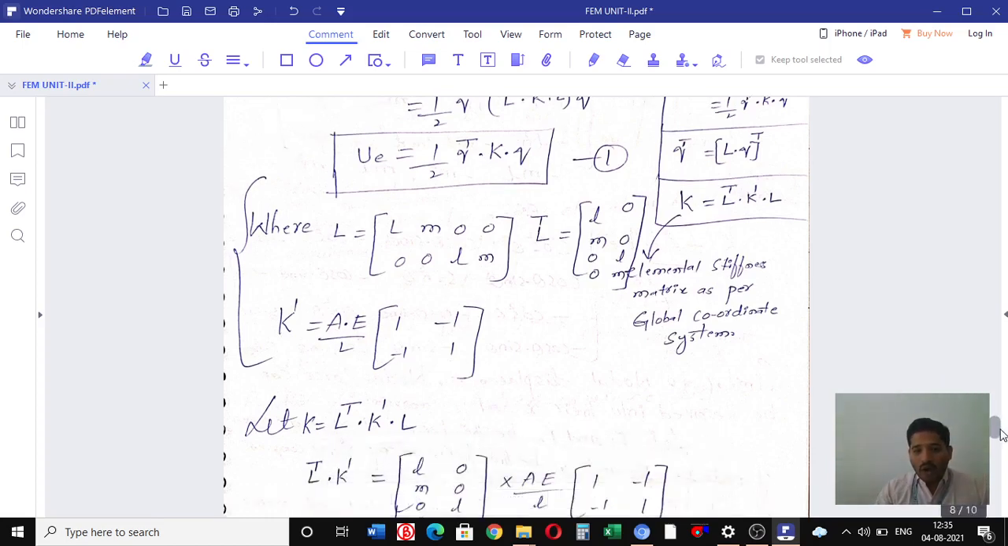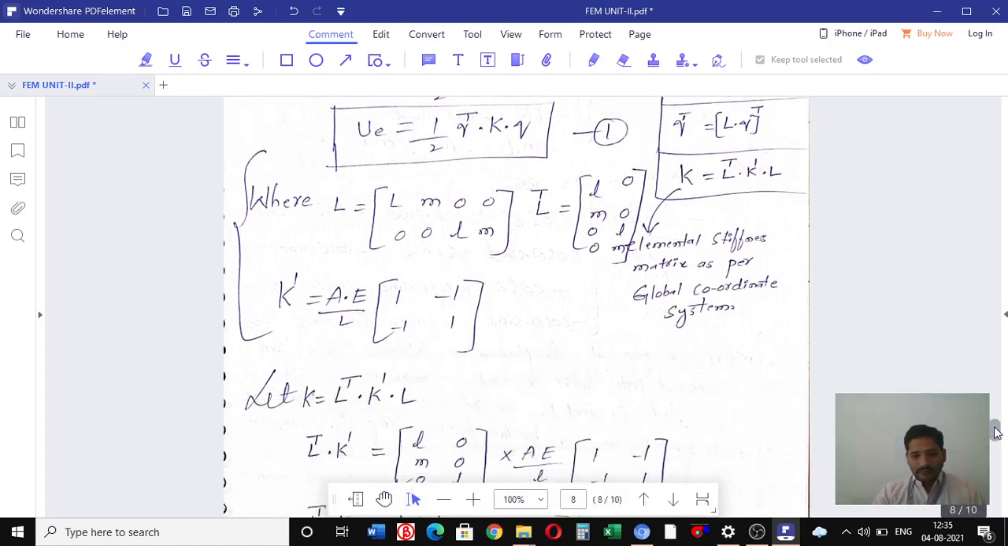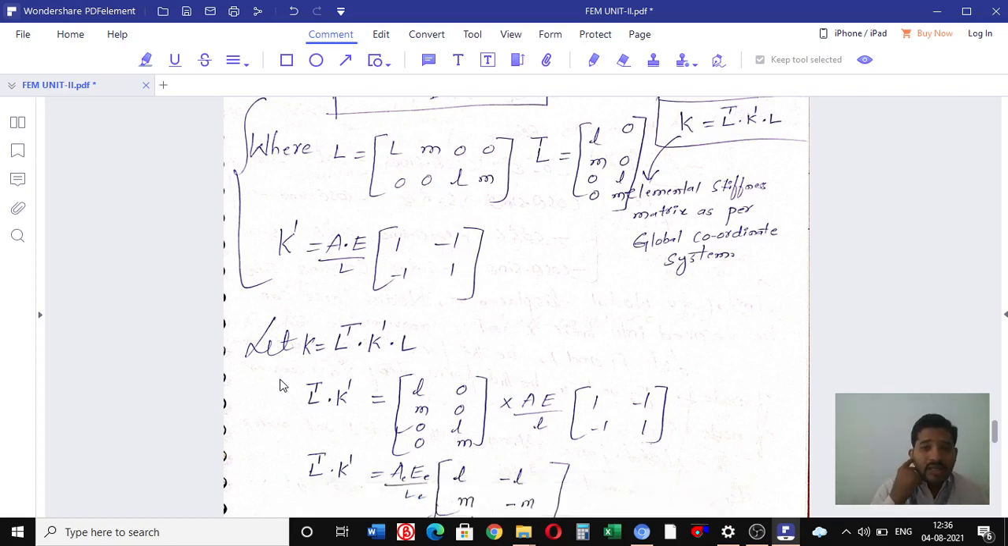First of all, we need to find out the value of k. So what is the formula of k? We have the formula: k is L transpose into k dash into L. Is it right? First of all, we need to find out the value of k, the elementary stiffness matrix in the global coordinate system.